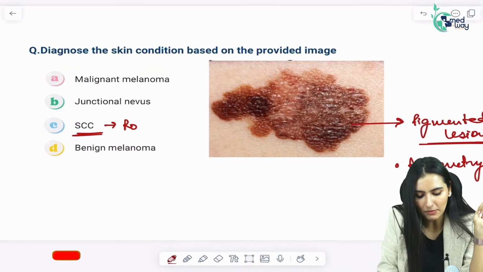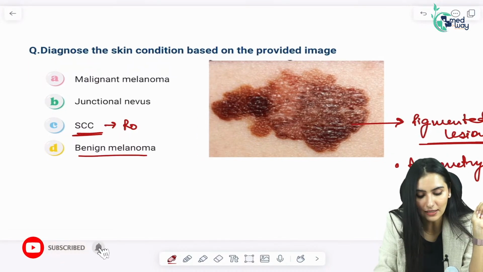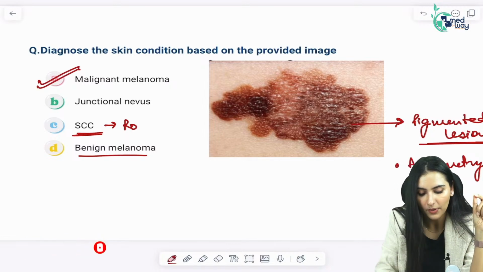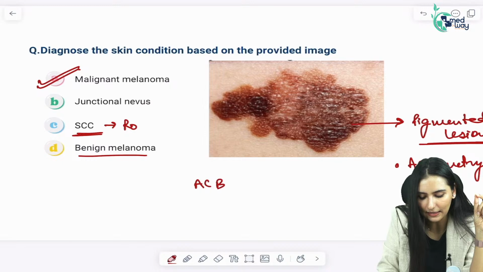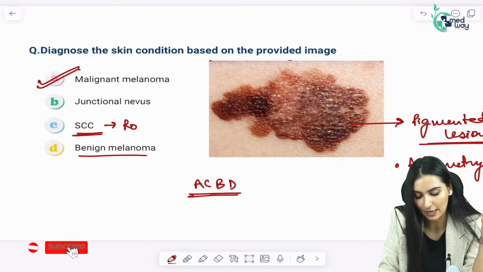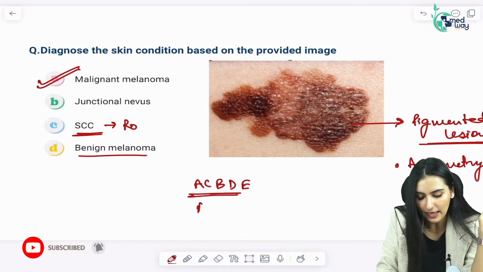Does it look like benign melanoma? No. What does it look like? It looks like a malignant melanoma. Why am I saying a malignant melanoma? Because there are the A, B, C, D criteria for malignant melanoma. There's also E over here. A is asymmetry, which is present here.